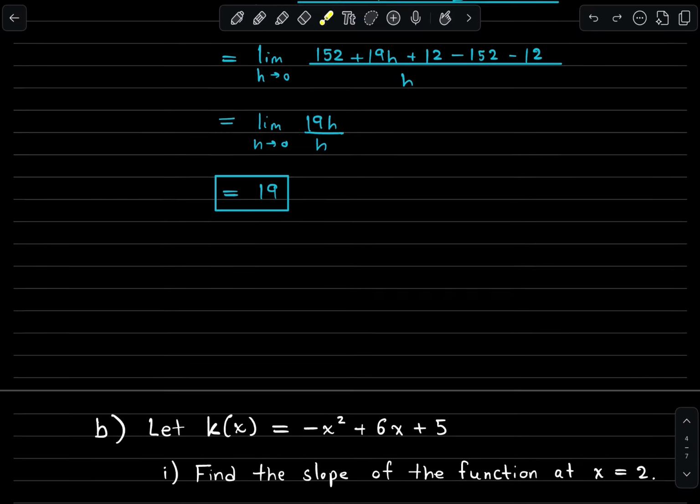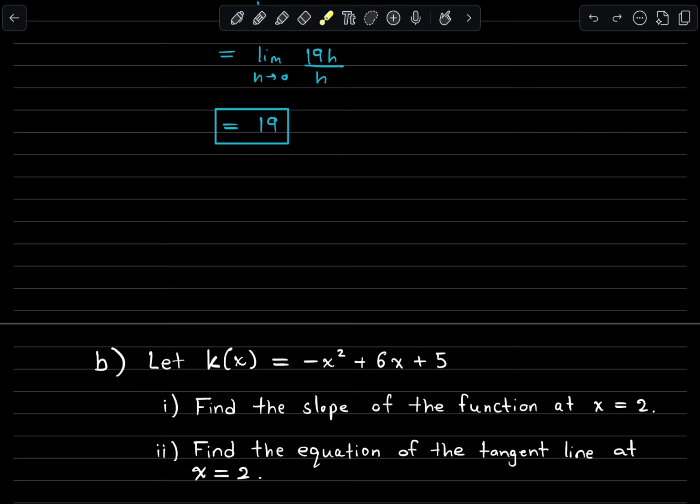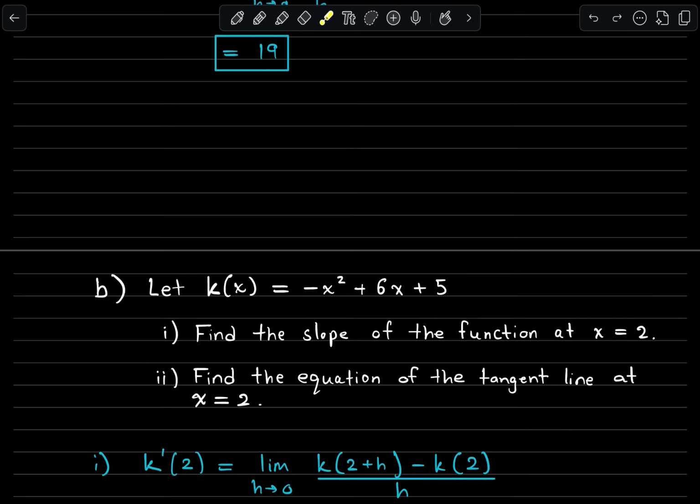Okay, for our next example, we've got k of x is equal to negative x squared plus 6x plus 5. They're asking us to find the slope of the function at x equals 2. And by this, they mean find the slope of the tangent line to the function at x equals 2, and then find the equation of the actual tangent line at x equals 2. So let's start off with our limit definition of the derivative.